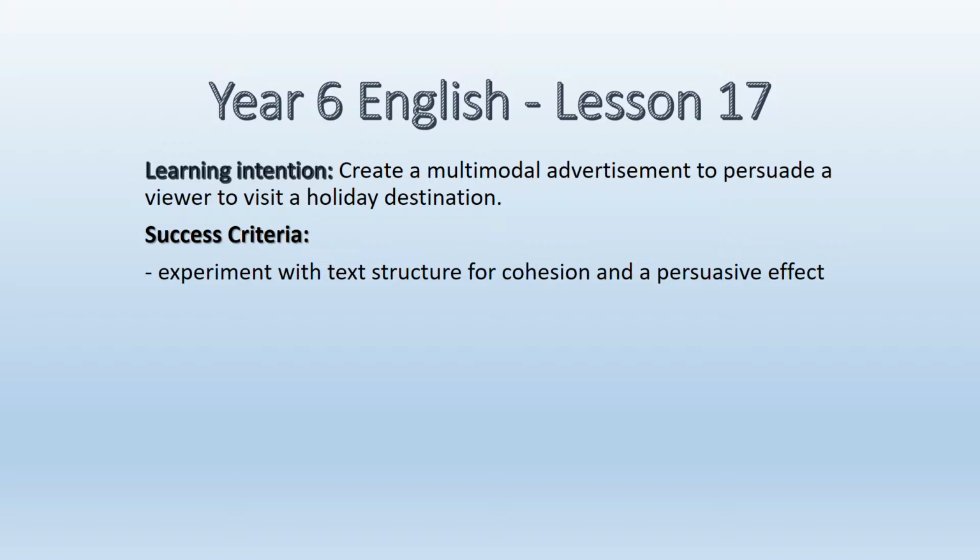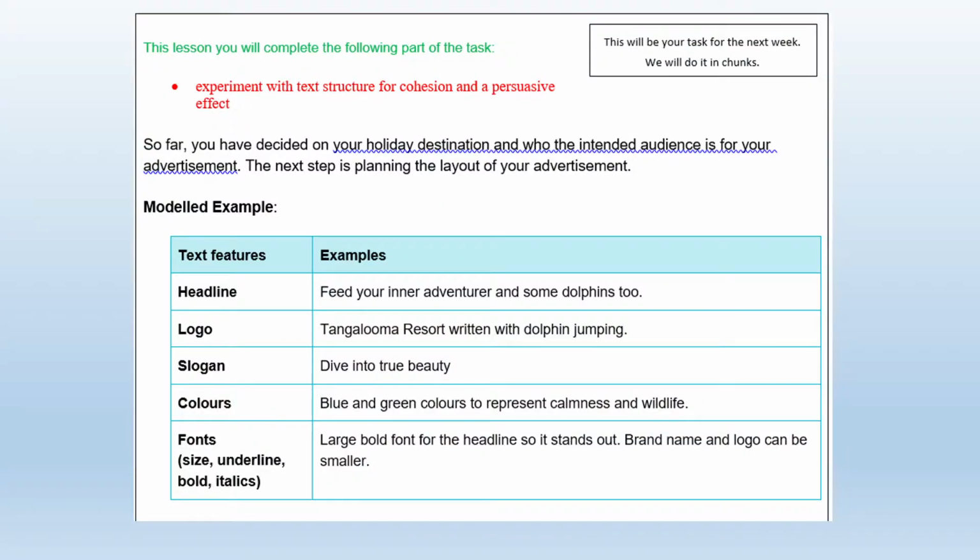So turn to lesson 17 now. You're going to see this. So we've chosen our holiday destination and intended audience. Now we're going to start planning the layout of our advertisement, so what it's going to be looking like, our text structure. So our different text structures or features that we are going to include are our headline, logo, slogan, colors, and fonts. So I've thought about my target audience here and how I can get them with my text structure.